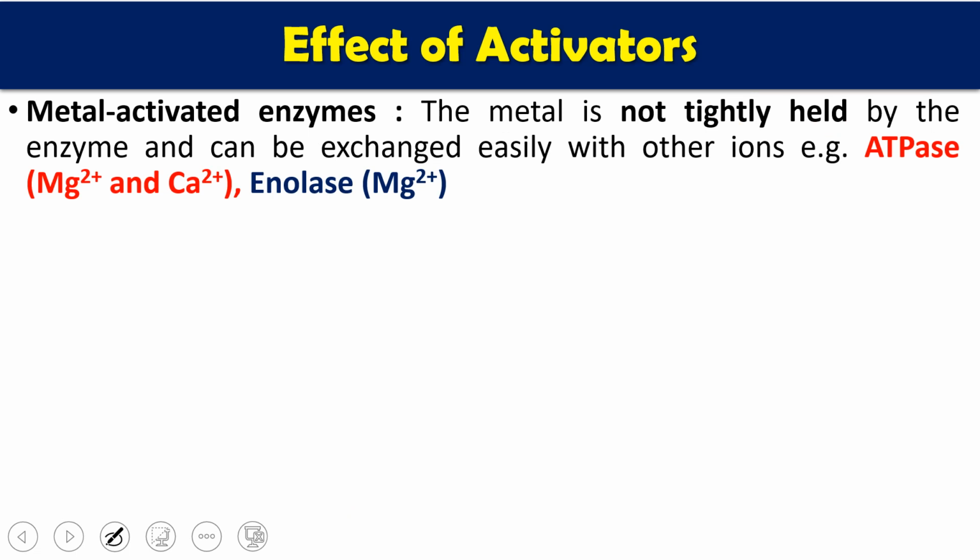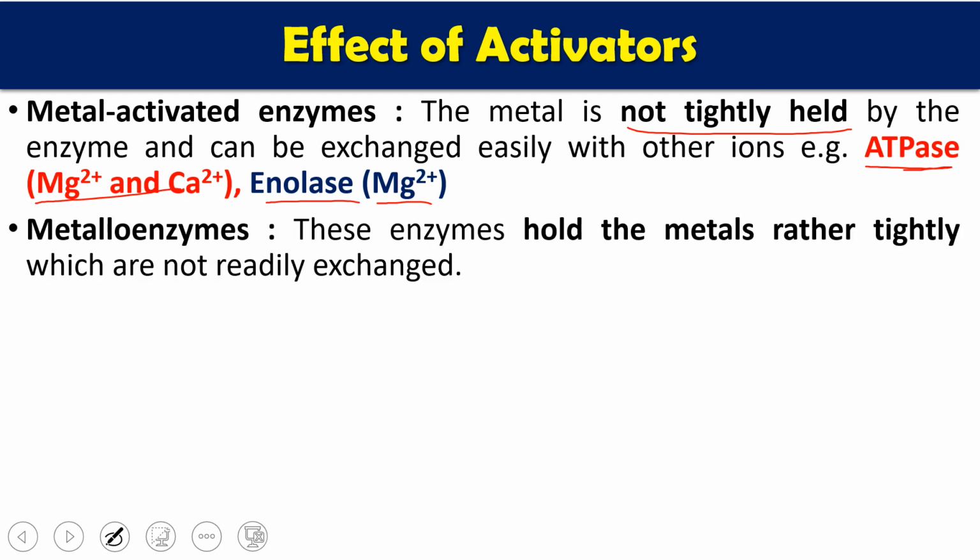Metal activated enzymes, in this case, metal ions are not very tightly associated with the enzyme, they are just loosely associated with the enzymes. You can easily detach these metal ions from the enzymes, so they can be exchanged or removed very easily. Like ATPase, the enzyme which is associated with magnesium or calcium, or enolase of glycolysis which is associated with manganese. These are normally metal activated enzymes where the metal is not tightly associated.